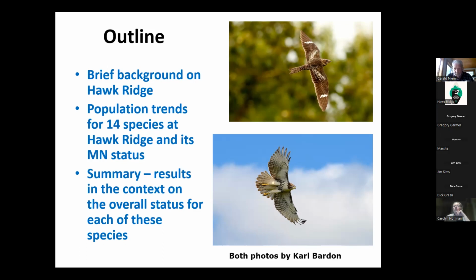And so I want to put in some context, the overall status. So when I show the trend for each of the species, then I'm going to try to just have basically, for most species, only 2 slides, one showing the trend and a summary. And then I want to talk about some of the reasons for a decrease or increase, or whether it's stable, some of the issues about that species.